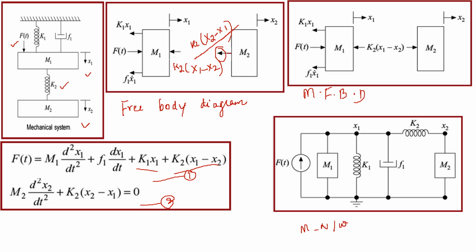And next, draw the mechanical network. Here this is the mechanical system, so we have to draw the mechanical network. Considering the mass m1, the force acting on the mass m1 is F(t). So first draw F(t). Then across the F(t), first draw m1. Then what are the elements that are connected to m1? That is k1 and f1. Next, you have to write the element that is connected between the two displacements x1 and x2. So in between you have to draw k2, and k2 is connected with m2 also. So this is the mechanical network.